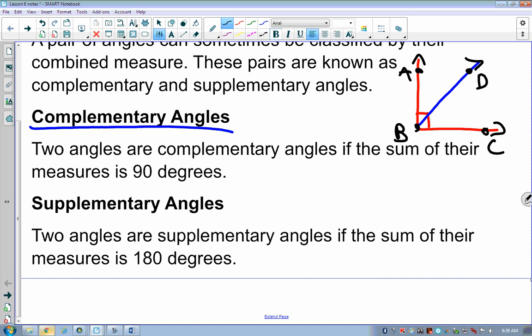Supplementary. Two angles are supplementary angles if their sum measures 180 degrees. Our visual here would look like this. Okay? Supplementary. They add up to 180 degrees. Really early on, we talked about a straight angle. A straight angle looks like a straight line. It has a total of 180 degrees. So imagine a straight line with just a ray coming off of it. Those two angles, angle ABD and angle DBC, are supplementary angles.